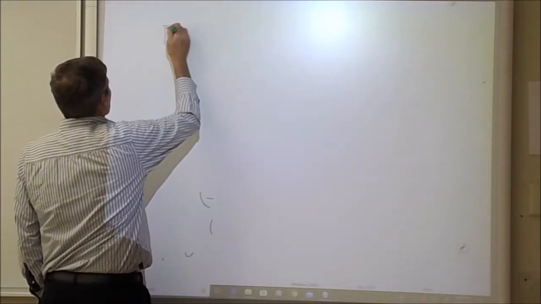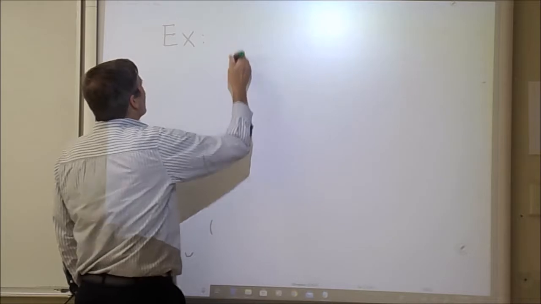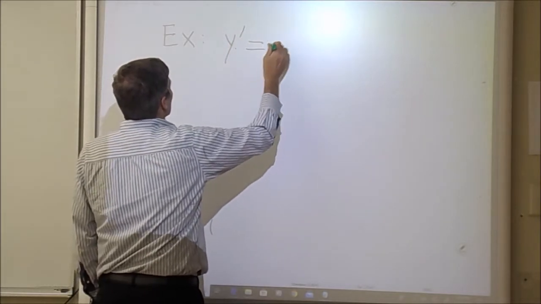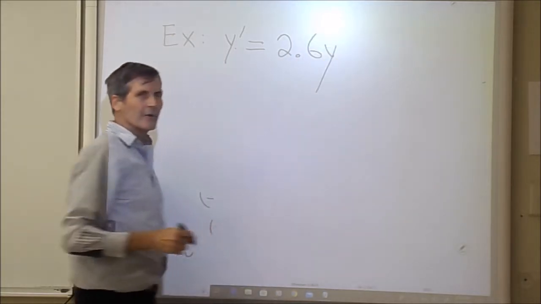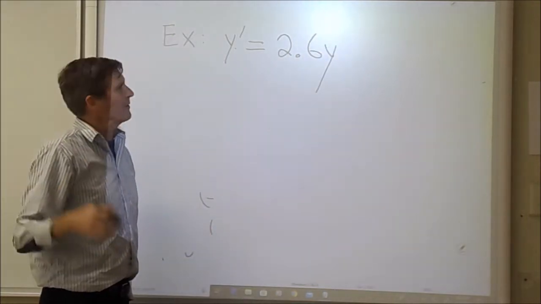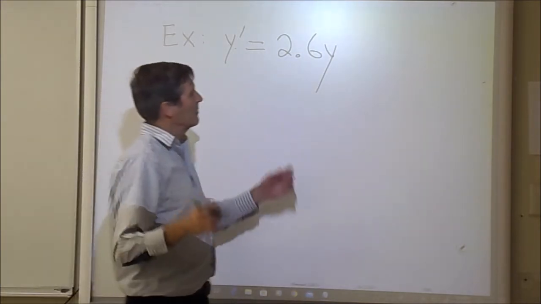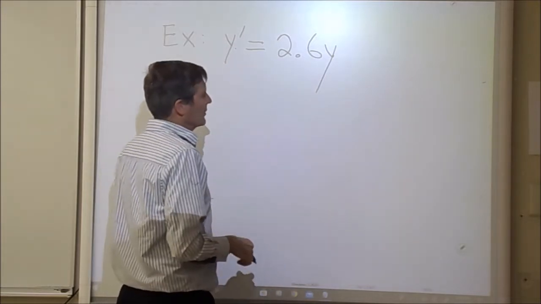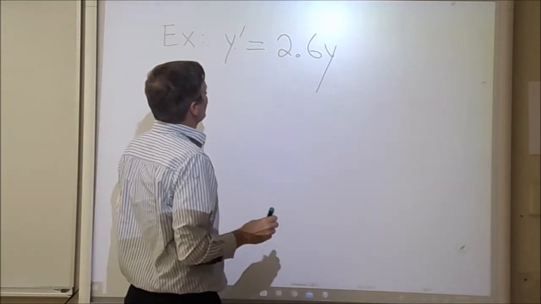Here's a very simple example. Suppose I had y prime equals 2.6y. You've heard that each person on the COVID virus infects about 2.6 others, right, in one time period. Maybe it's a few days, right? And so the unit of time is a few days or so. y prime equals 2.6y.